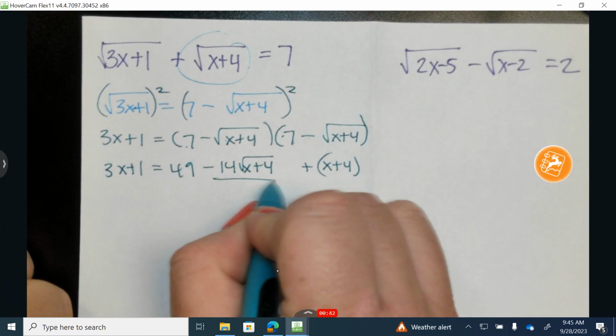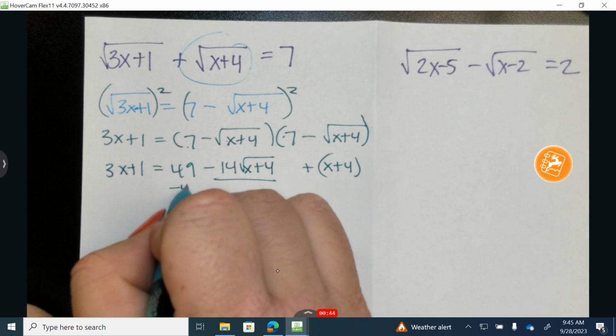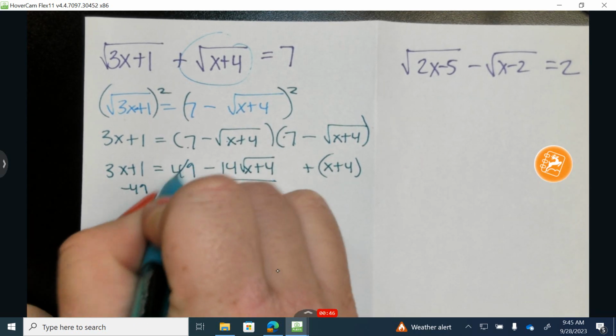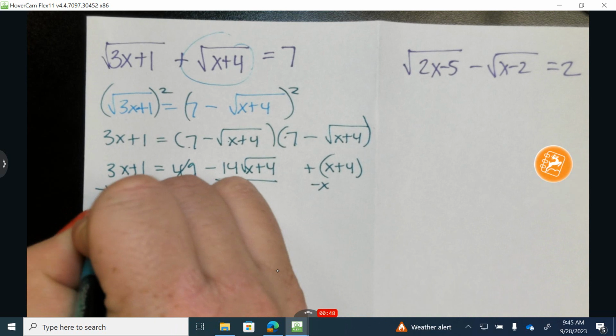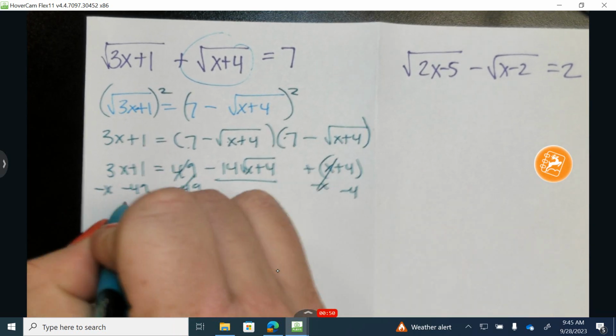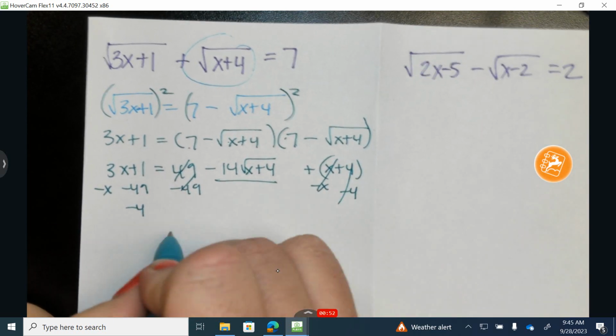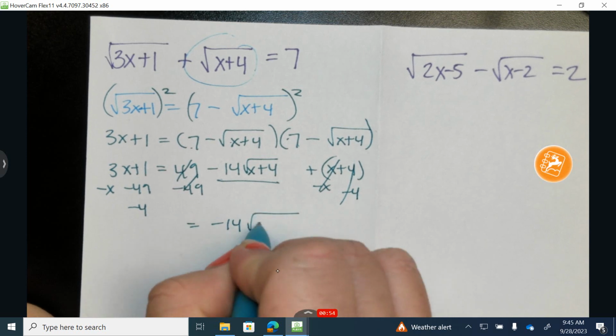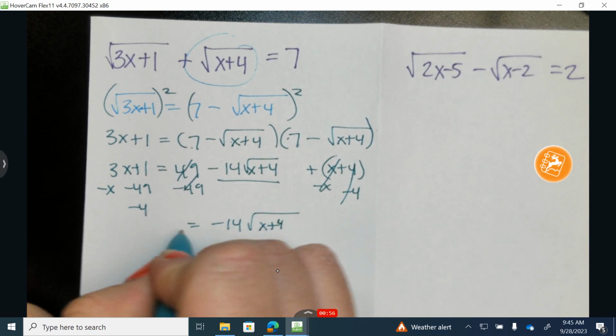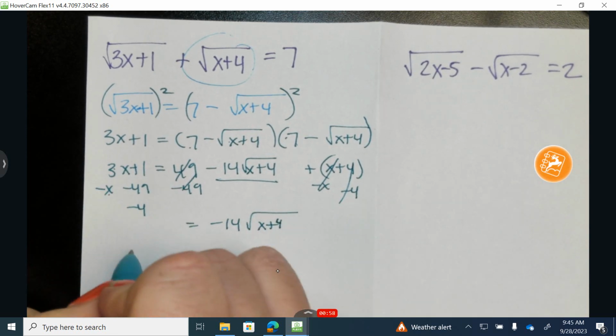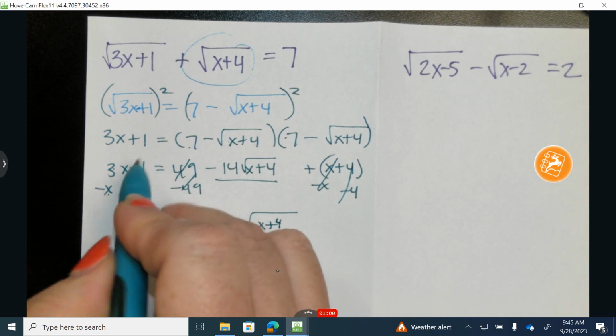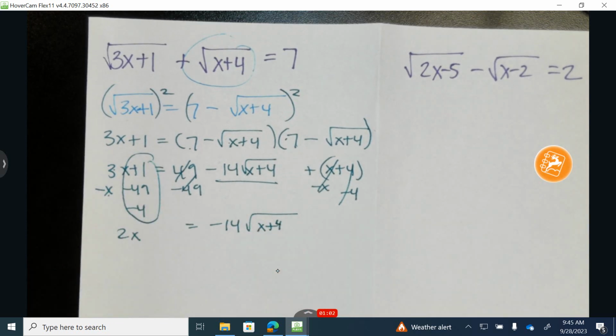Okay, I want to get this by itself. So I'm going to move the 49 to the opposite side by subtracting. I'm going to move the x to the opposite side by subtracting, the 4 to the opposite side by subtracting. Now I have negative 14 times quantity x plus 4. On the right-hand side, I have 3x minus 1x is 2x. And now I'm going to combine all of this to end up with, I believe, negative 52.